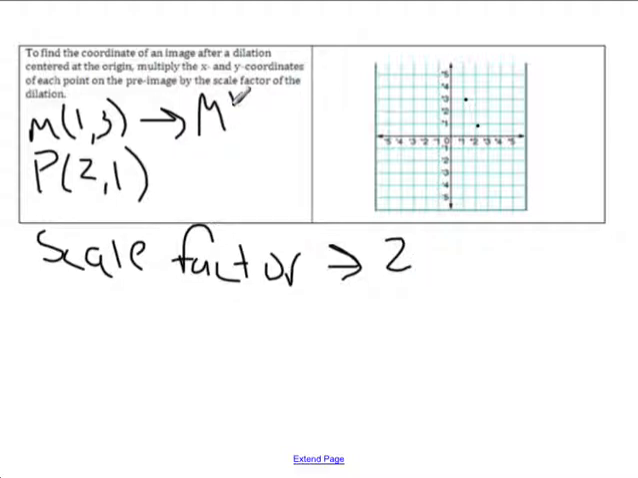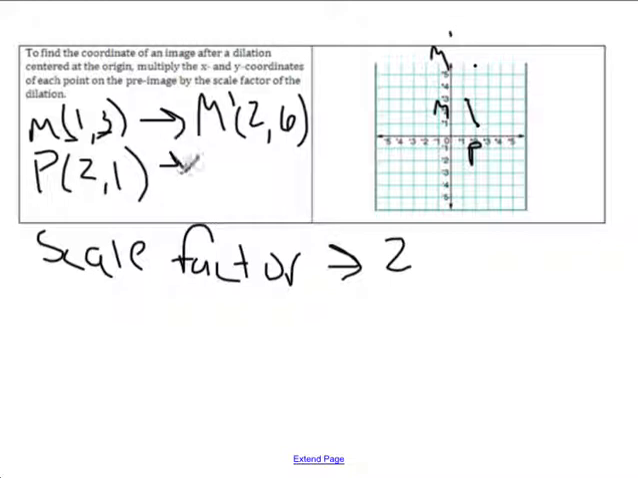So M prime, I'm going to take 1 times 2, which is 2, and 3 times 2, which is 6. So I'm going to go ahead and plot that point. So I'm going over 2, up 6, plotting that point. So here's our M and our P. Maybe I should label that M and P. So up here is our M prime.